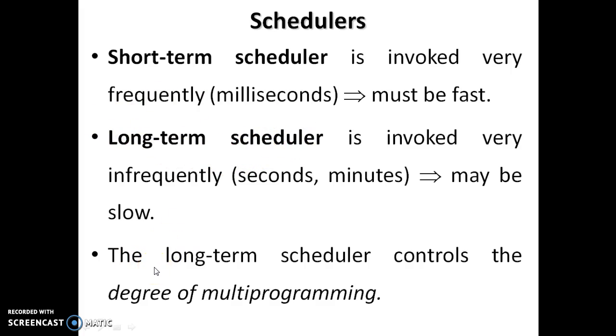As far as the degree of multi-programming is concerned, the long-term scheduler will try to control this entire degree of multi-programming. It means a ready queue or waiting queue will be deciding how many processes are going to execute at the same time, how many processes are going to run concurrently. So that will be decided by the long-term scheduler. That's why it ultimately has direct and indirect control over the degree of multi-programming.